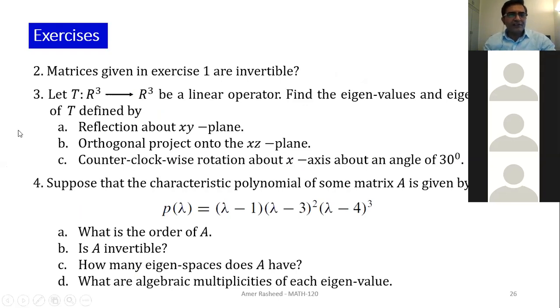Question 2: the matrices given in exercise 1 are invertible. And in question number 3, you are given a linear operator. You need to find the eigenvalues and eigenvectors for this linear transformation, which is defined by reflection about the xy plane, orthogonal projection, and so on. Similarly, you have to do this question. Now, for the eigenvectors and eigenvalues, we have discussed everything. If you have any question, go ahead. You can ask.